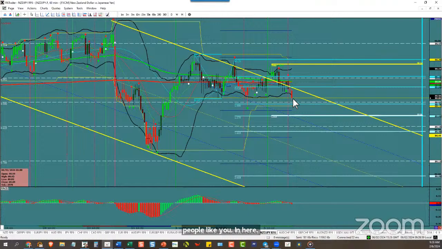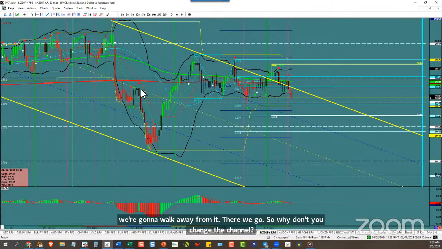Got to break this bottom. This is a good place for it to bounce, but it's got to go too high for us to trade it. So we're going to walk away from it. There we go. So well, why don't you change the channel? Because the heart line is proven. See, they've proven the heart line right in here.